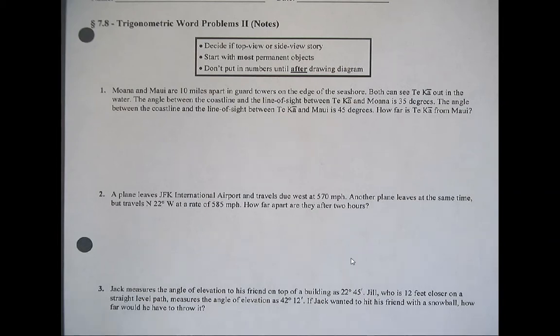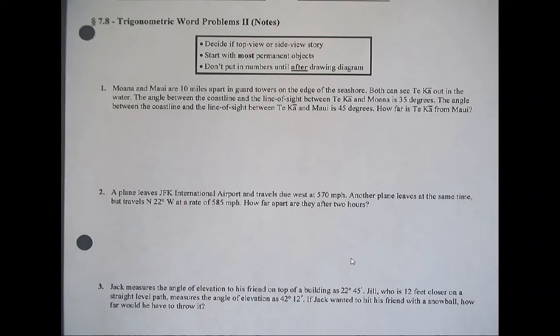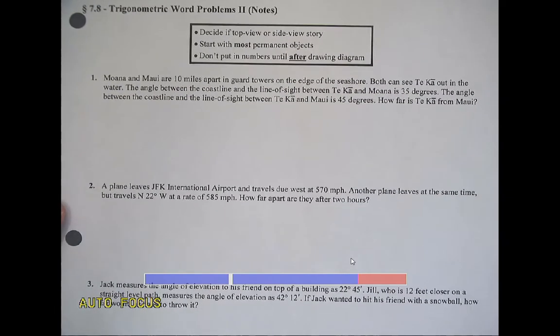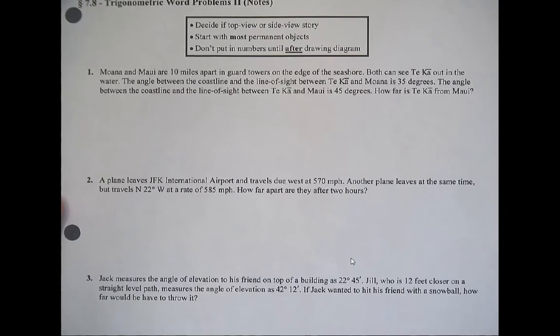So Moana and Maui are 10 miles apart in guard towers on the edge of a seashore. Both can see Taka out in the water. The angle between the coastline and the line of sight between Taka and Moana is 35 degrees. The angle between the coastline and the line of sight between Taka and Maui is 45 degrees. How far is Taka from Maui?